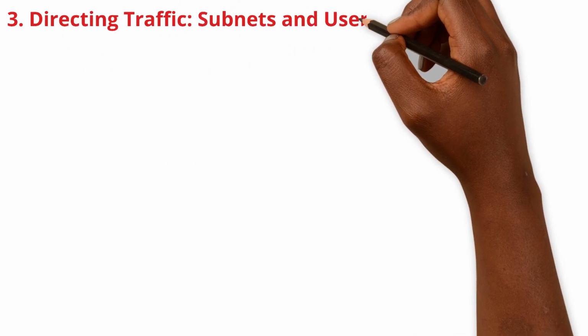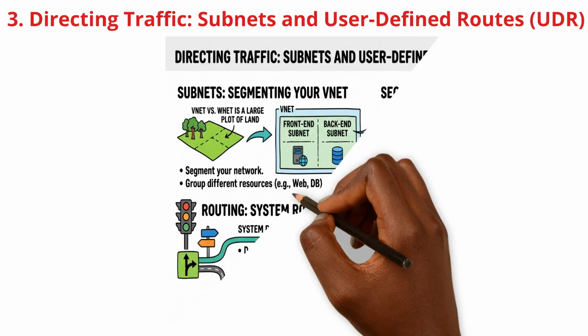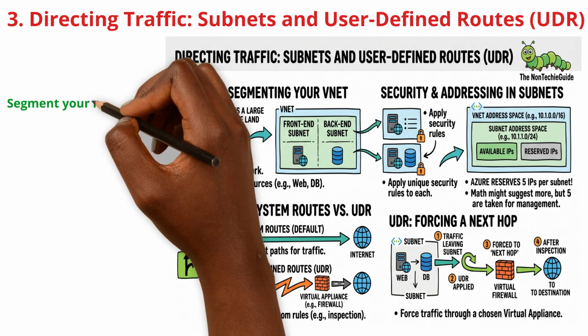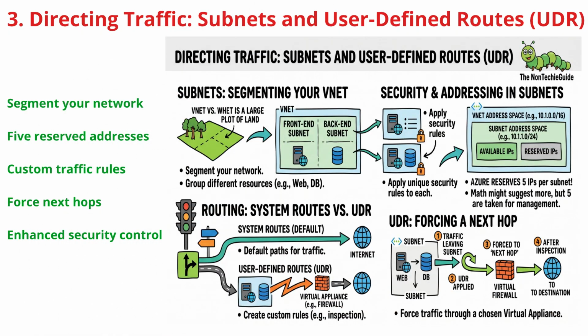When you're building in Azure, you have a vast network to manage, and directing traffic efficiently is key. Think of your virtual network as a large plot of land. Subnets are the individual rooms or zones you build upon that land, segmenting your resources for better organization and granular security. But how does information actually flow between these rooms?